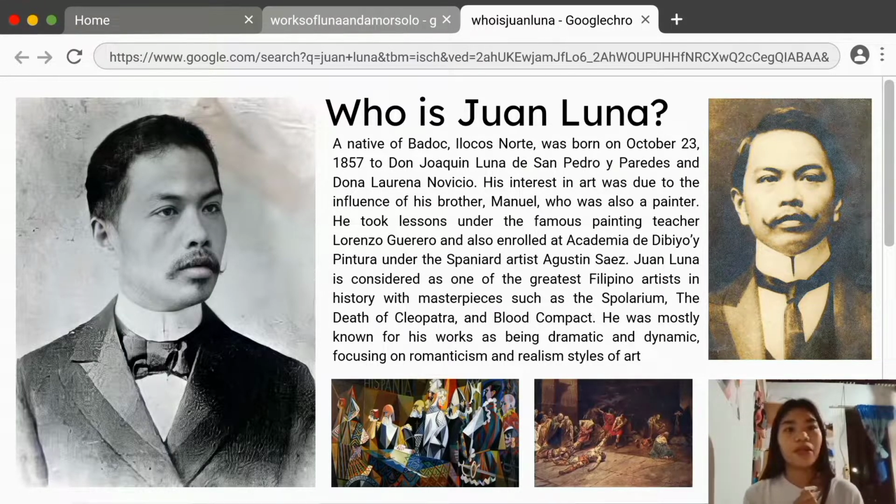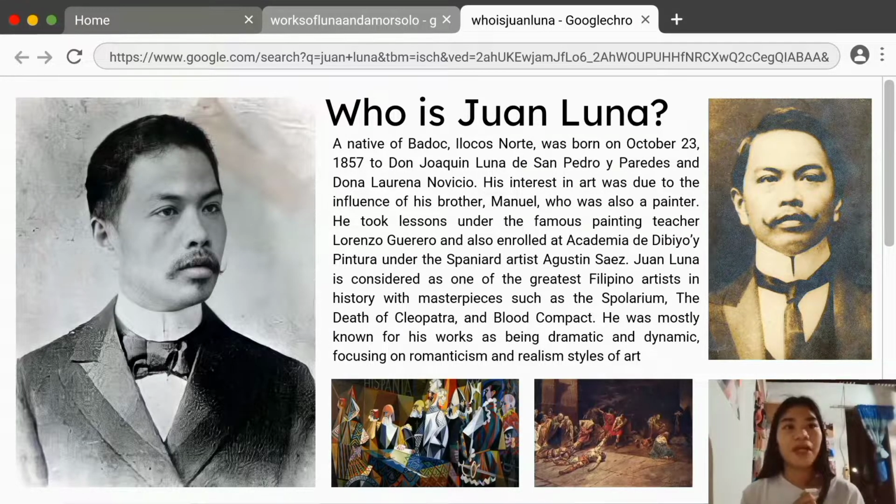During this time period, Luna also completed the painting La Battaglia de Lepanto, which was commissioned by the King of Spain. Then he moved to Paris in 1885 and established a studio where he painted El Pacto de Sangre. In 1887, he returned to Madrid and won high acclaim for his paintings La Battaglia de Lepanto and Rendición de Granada.